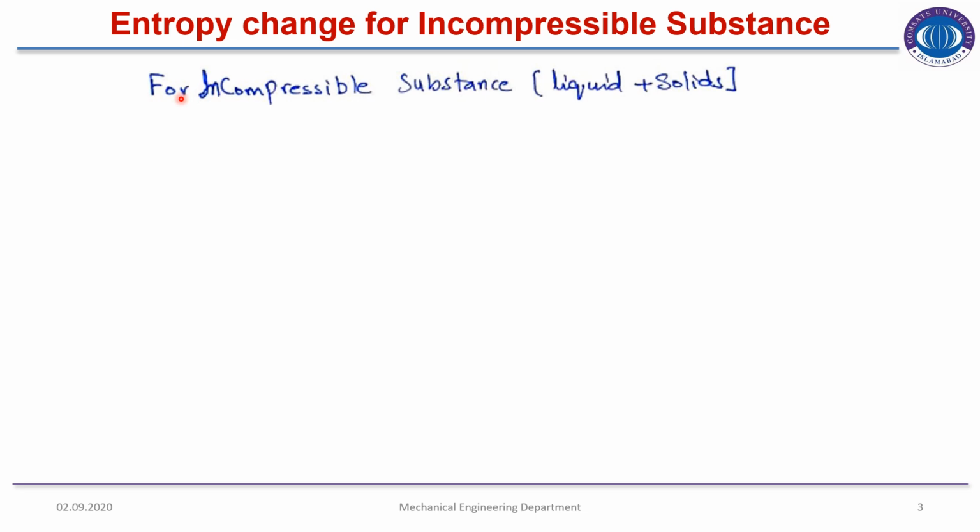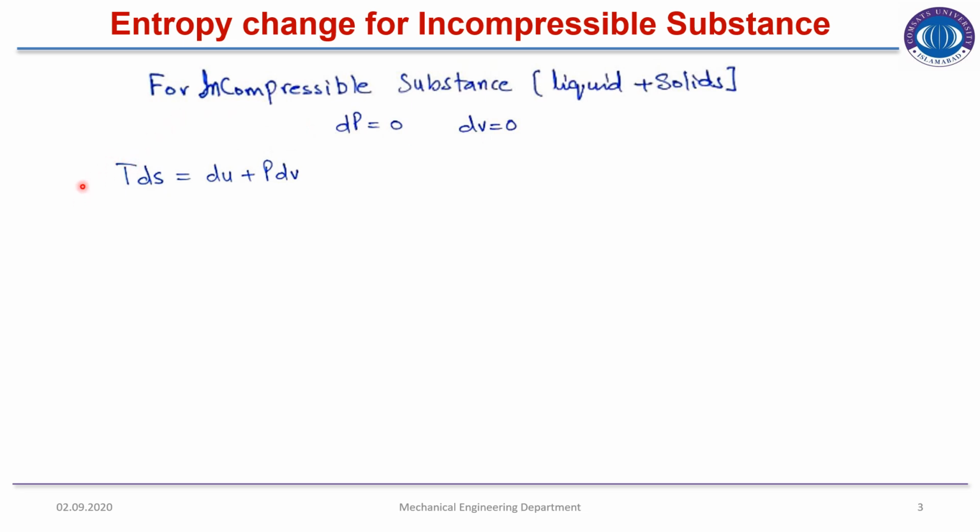So, an incompressible substance may include liquid or solid, whereas compressible substances are gases and vapors. For an incompressible substance, dP, the change in pressure, is equal to 0, and dV, that is change in volume, is also equal to 0.